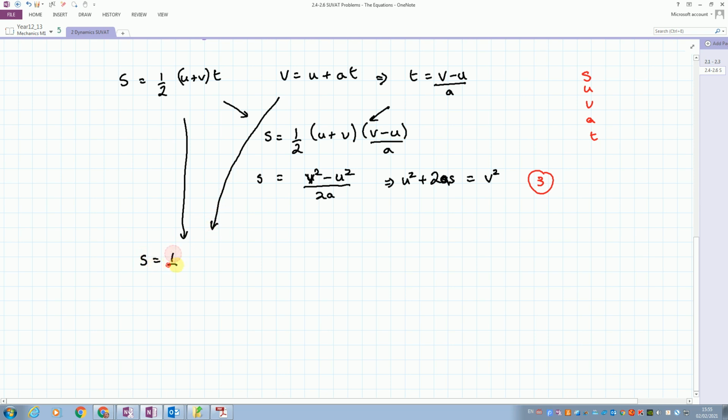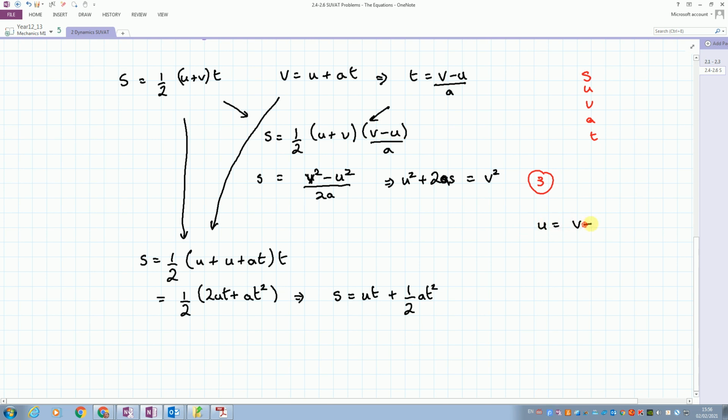So we get s equals 1/2 (u plus u plus at) times t, which gives us 1/2 of 2u, add on at squared. These twos are cancelling, so it actually leads to our equation s equals ut, add on 1/2 at squared. And you can do another version where you've rearranged that to say u equals v minus at and substitute it into the same equation.